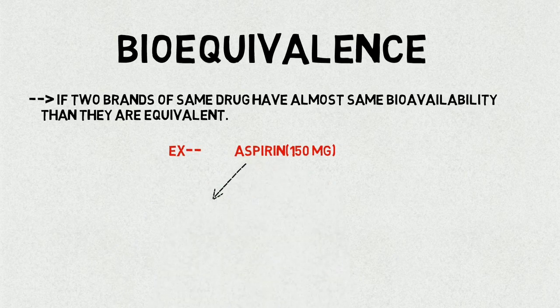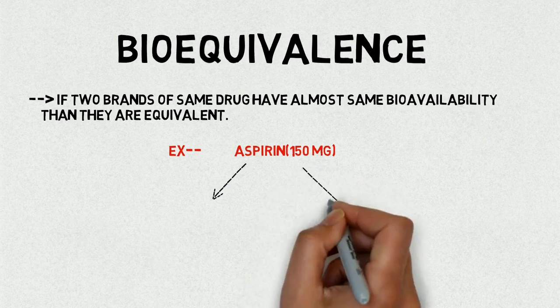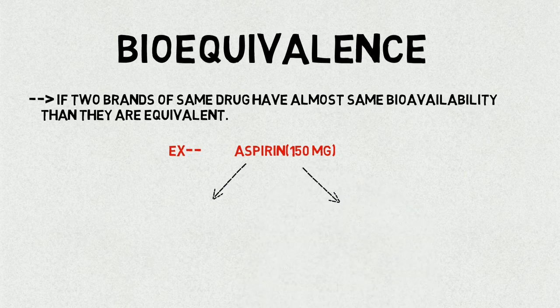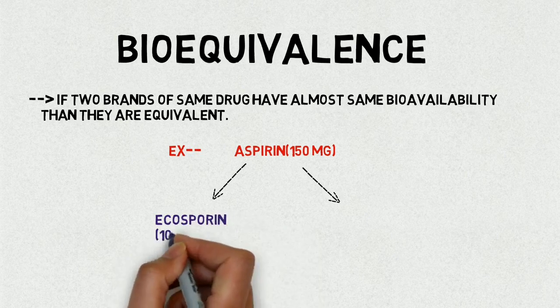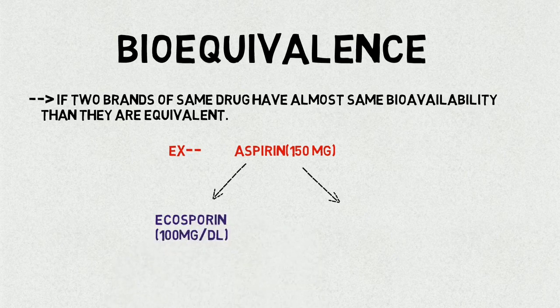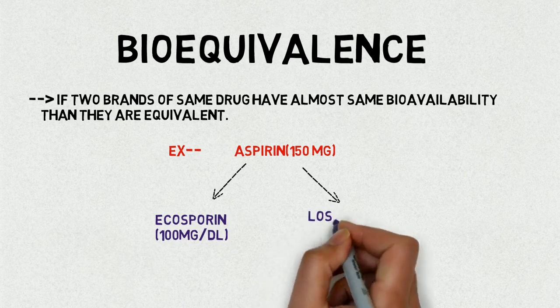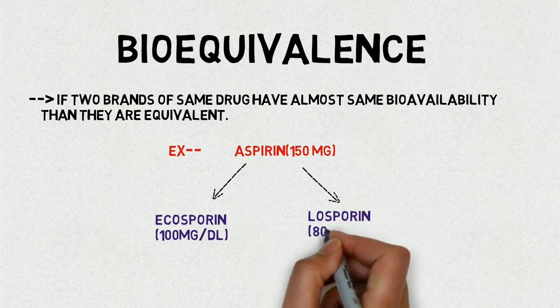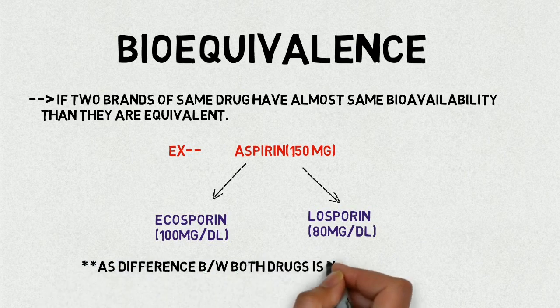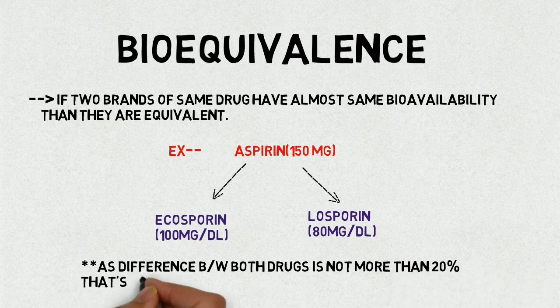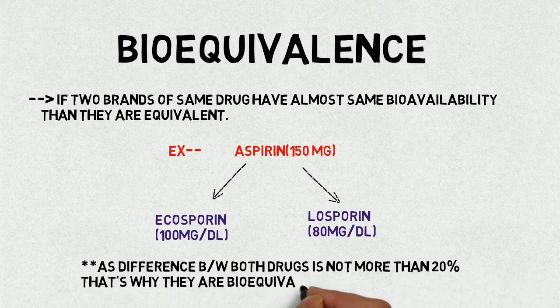There are mainly two bioequivalent drugs of aspirin, which are first Ecosporin, which is 100 mg per deciliter, and the next one is Losporin, which is 80 mg per deciliter. As the difference between both of the drugs is approximately 20%, we can call these drugs bioequivalent. If the difference is more than 20%, then these are not bioequivalent drugs.